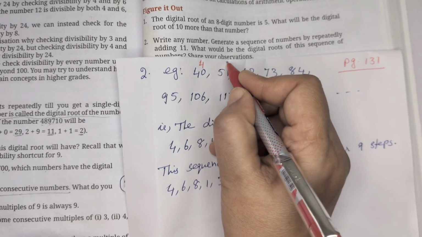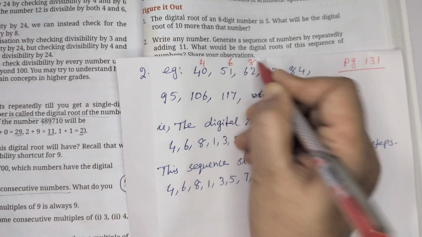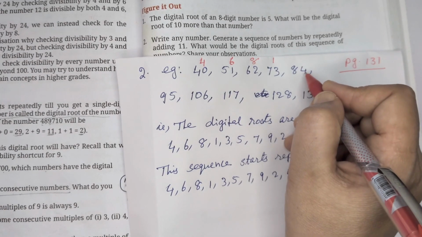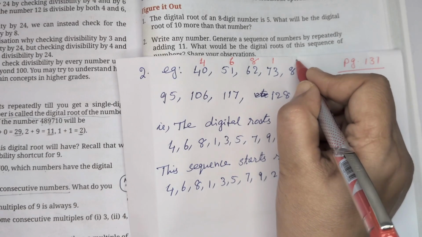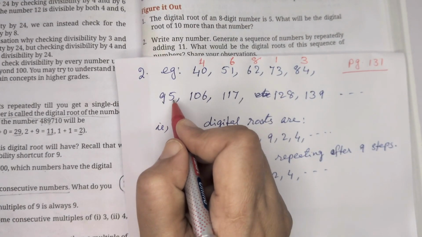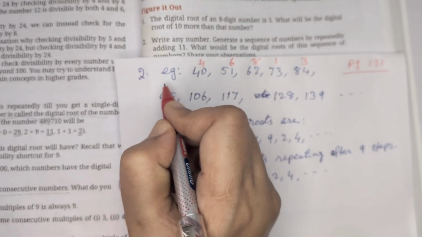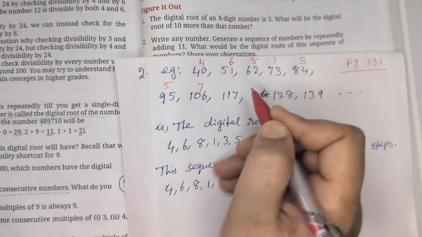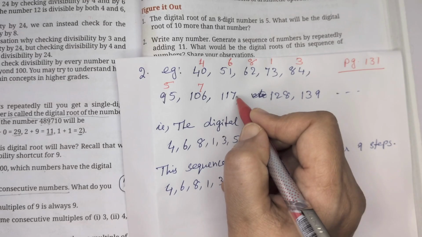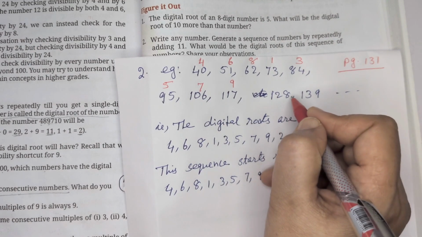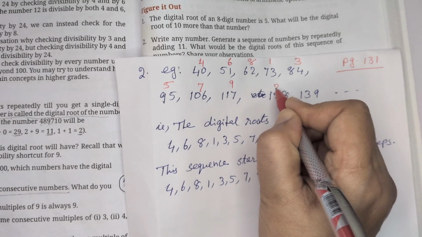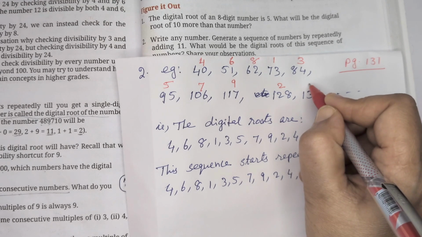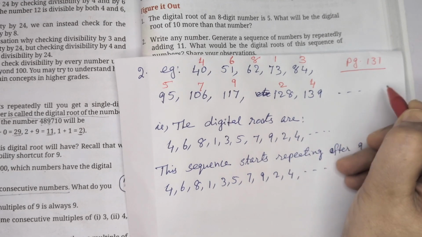5 plus 1, 6; 6 plus 2, 8; 7 plus 3, 10, and when we are adding 1 plus 0, 1; 8 plus 4, 12, 12 means 1 plus 2, 3; then 9 plus 5, 14, 14 again when we are adding 1 plus 4, 5; here 1 plus 6, 7; here 1 plus 1 plus 7, 9; 1 plus 2 plus 8, 11 again when we are adding 2; here 1 plus 3 plus 9, 13, 13 when we are adding 4, etc. It is going on like that way.